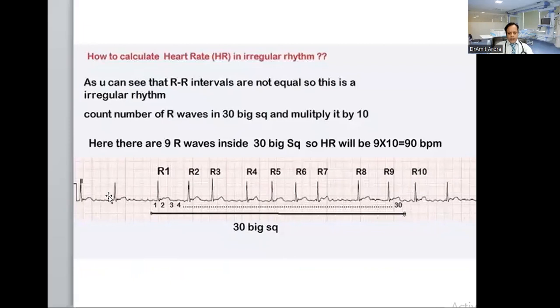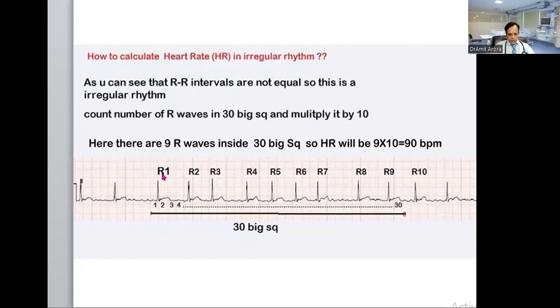Now this is the irregular rhythm. Even a beginner can tell that these RR waves are separated at different distances, as you can see here. So what you have to do is take 30 big squares. You can start from here to here. I have started from here: 1, 2, 3, 4, up to 30. So I have counted 30 big squares. And then what do I have to do? I have to count the number of R waves appearing within those 30 big squares.